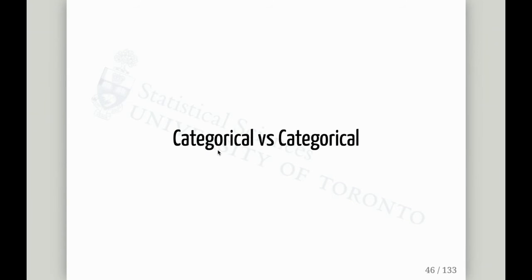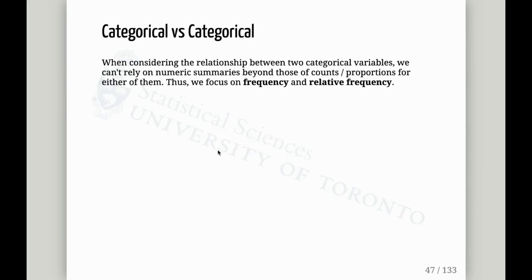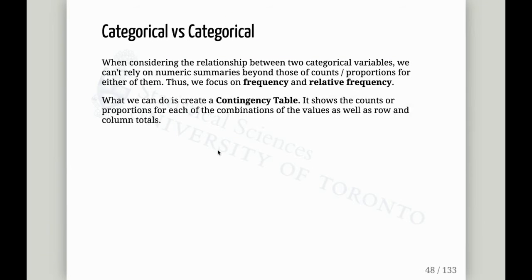Okay, so first, categorical. When we consider the relationship between 2 categorical variables, we can't rely on numeric summaries beyond just the counts and proportions of them. So we can focus on frequency and relative frequency. What we can do is create a contingency table, which I will show you. It shows the counts or proportions for each of the combinations of the values, as well as row and column totals.